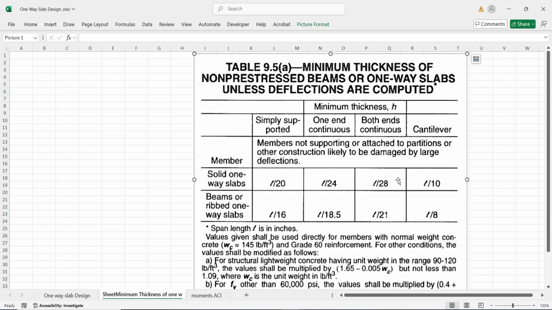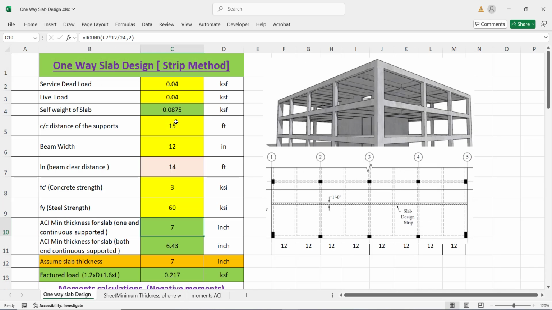In our case, the end slab will be L by 24, but the middle slab will be L by 28. But for simplicity, we will take both the same, because on the side it is not possible to provide a thickness different from the interior slabs. So that's why we will take the greater one. So let's come to the sheet. Here we have a formula.